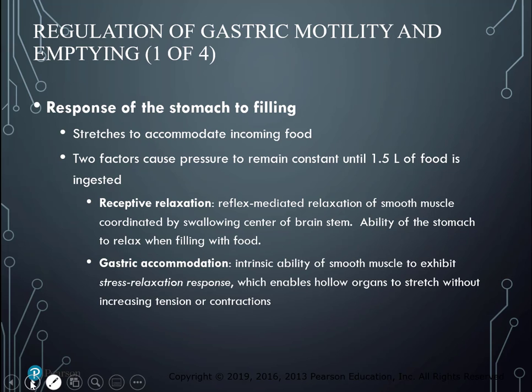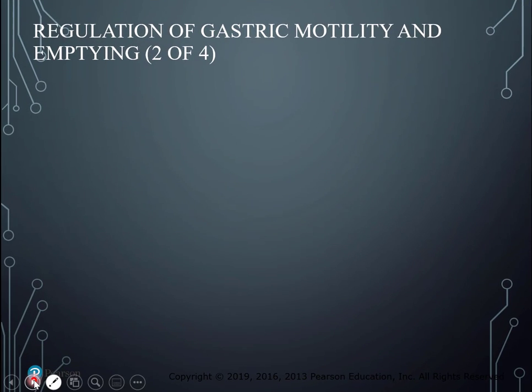Then you have gastric accommodation. This is the intrinsic ability of the smooth muscle of the stomach to exhibit the stress relaxation response, which enables the hollow organs to stretch without increasing tension. So, in short, receptive relaxation and gastric accommodation allow our stomach to stretch and accommodate food, up to about 1.5 liters of food.